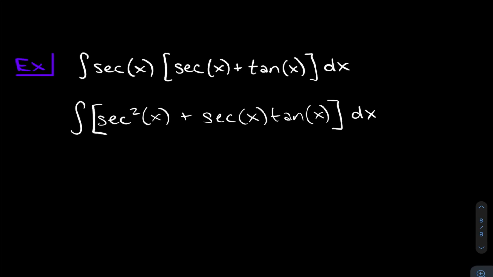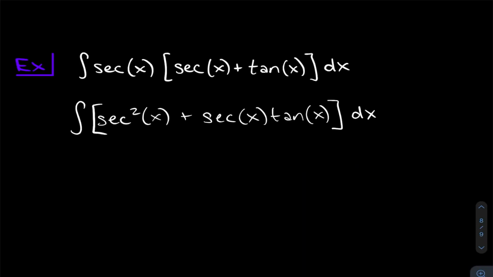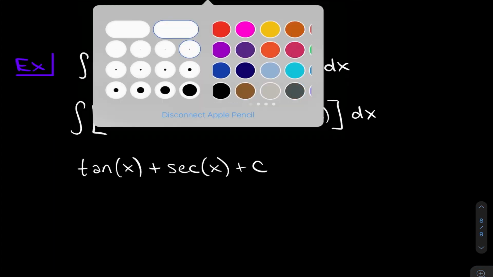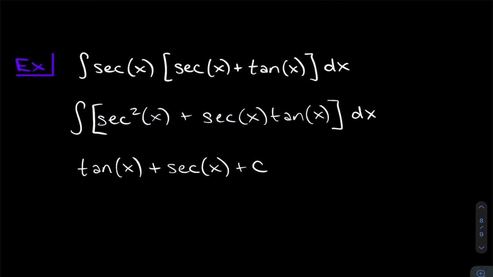Well, let's think about it. The derivative of what gives us secant squared? That's tangent. The derivative of tangent is secant squared. So the integral of secant squared is tangent. And then the integral of secant x tangent x is going to be secant x. The derivative of secant is secant tangent. And that right there is your completed integral.